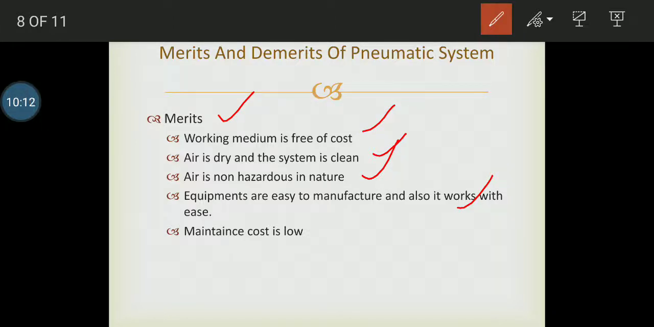So as compared to the pneumatic system, the equipment of a hydraulic system is comparatively costly and very difficult to manufacture. But equipment of the pneumatic system is easily manufactured, and we can work with it with ease. Next point, maintenance cost is low, obviously, because no leakages or minimum leakages are there, so you can easily do maintenance or periodical maintenance of the complete system.